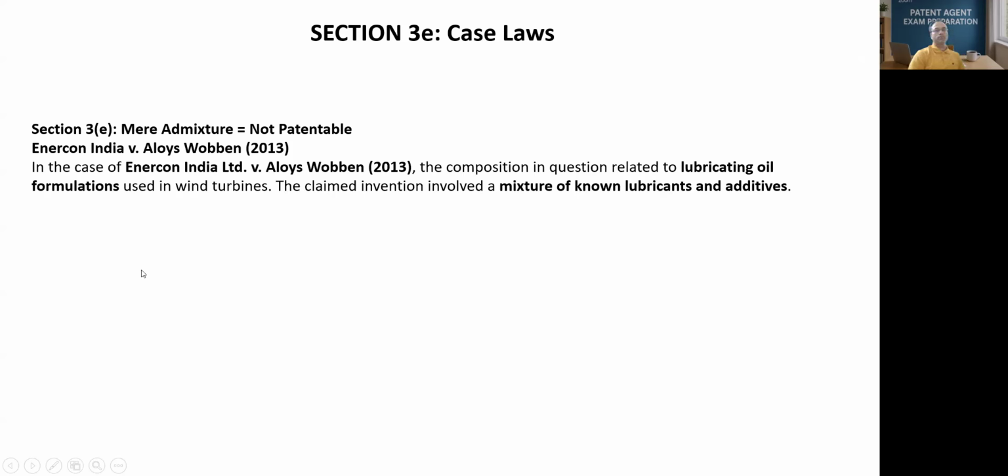So in the case of Enercon India Limited, the composition question was regarding this lubricating oil. So what they did, that they wanted to claim lubricating oil and just the mixtures to be used in a wind turbine. And they wanted to claim the just mixtures of some additives, which additives are already known. So is it patentable? So if it is mere admixture, then it cannot be patented, sir.